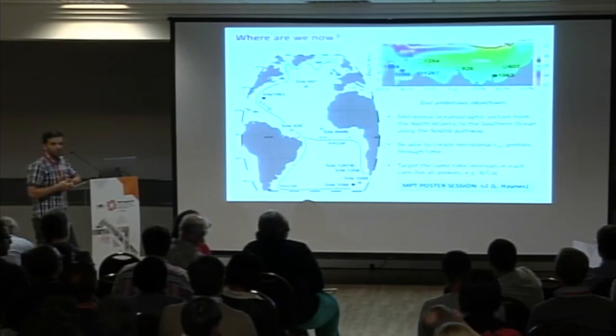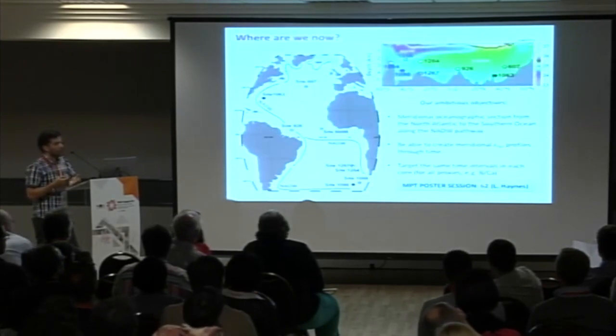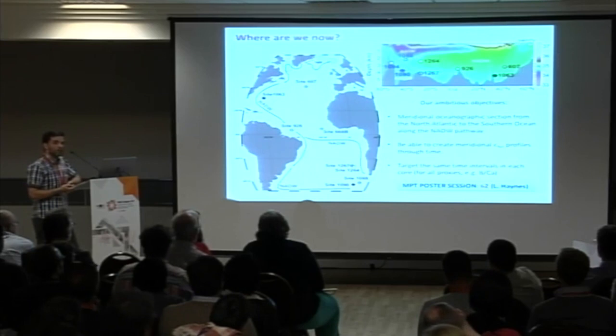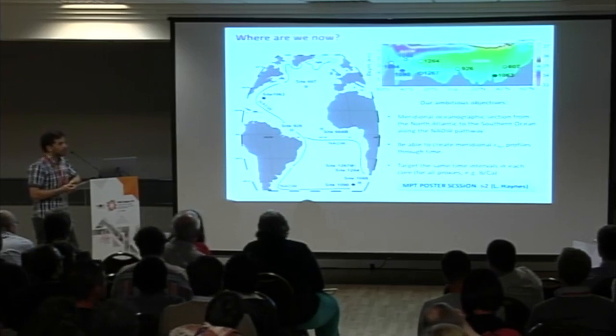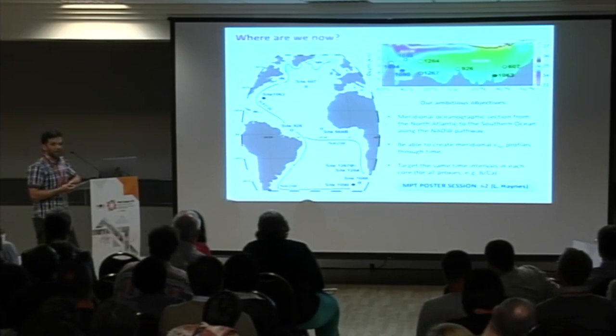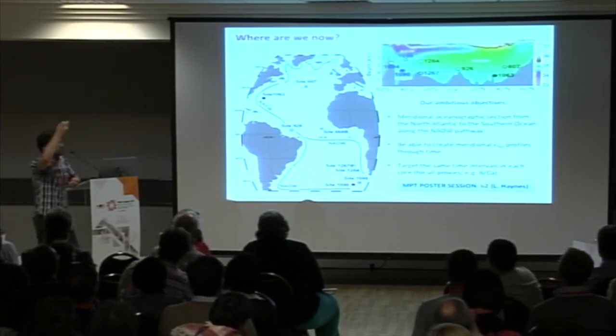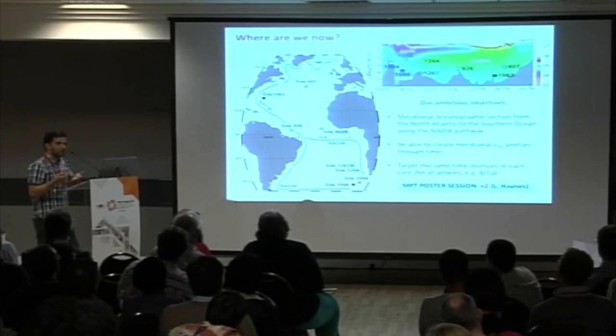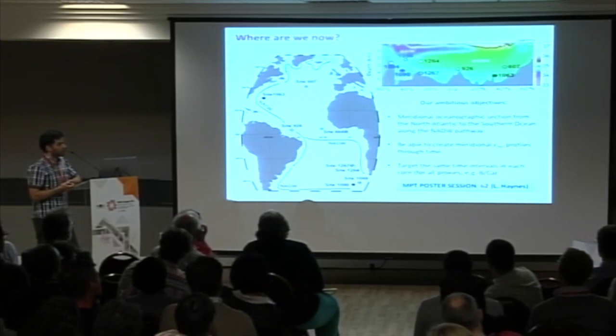But I want to get now to the point. Where are we now? Have we come a long way ever since we published that? And the answer is yes. We have been working heavily on many different sites across the Atlantic. The idea is to create meridional oceanographic sections of epsilon neodymium, as well as other proxies like boron/calcium, as Laura Hayes showed in her poster this morning.